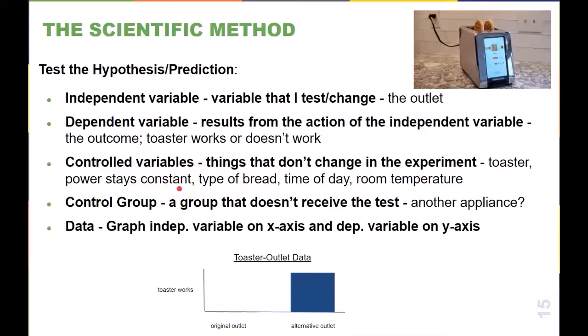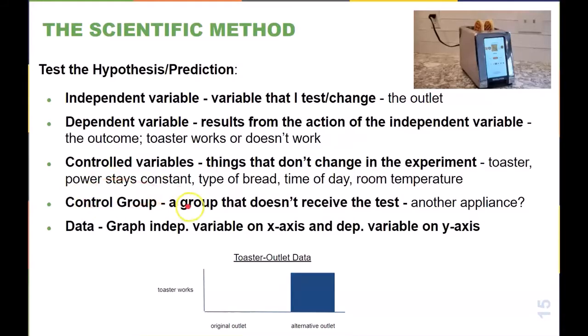Controlled variables are things that don't change. So we are making sure that we're only testing the outlet. So we're not using other appliances. We're not testing the breaker box first, right? We're still using the same type of bread. It might not matter, but maybe it did matter that we use the same type of bread, the same time of day, room temperature usually. Maybe the time of day and room temperature doesn't matter for this experiment, but in other experiments it would, especially if it's plants that you're talking about or living things.